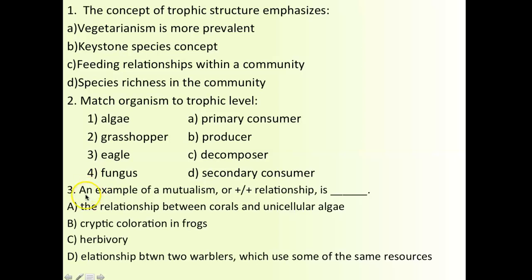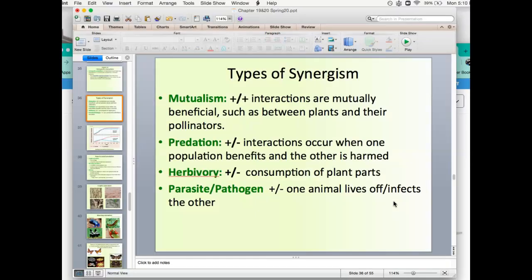And then lastly, an example of a mutualism or mutualistic relationship is it going to be corals and unicellular algae, cryptic coloration of frogs, herbivory, or a relationship between two warblers which use the same resources? That should be letter A, the corals and the algae that live within the bodies of the corals. They have a mutualistic beneficial relationship. Right, and that's it.